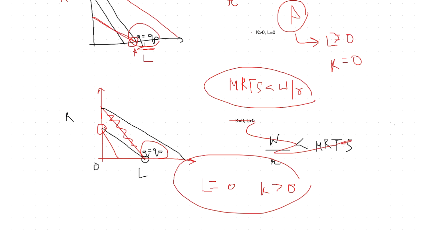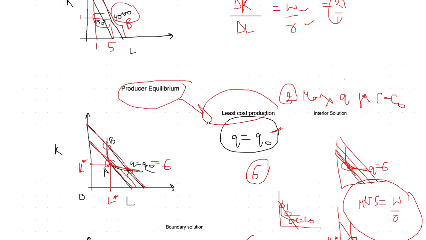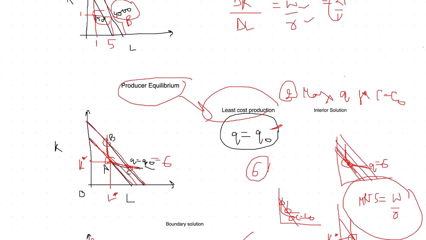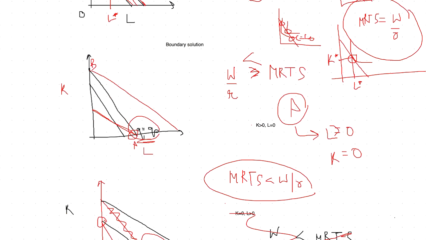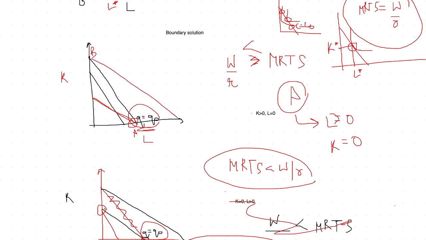We can also understand this as follows: the inputs are perfect substitutes, and in this case MRTS is less than W by R, so that means capital is less expensive than labor. So this is just an example. Even if you don't go into the detail of these boundary solutions, all you have to know is that it is not necessary that positive quantities of K and L are produced in equilibrium. There might be a boundary solution where you have positive quantity of one input and zero quantity of the other input.